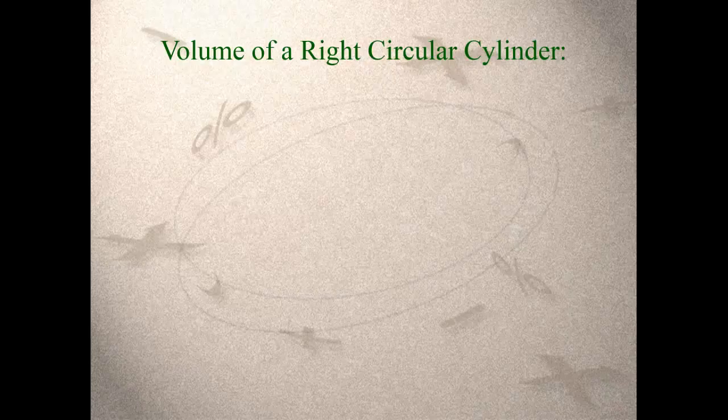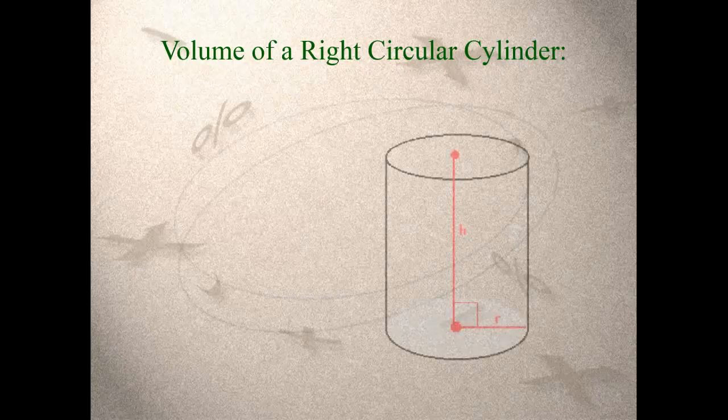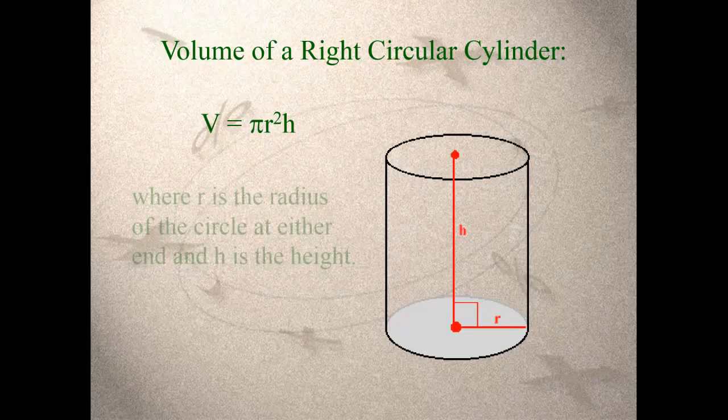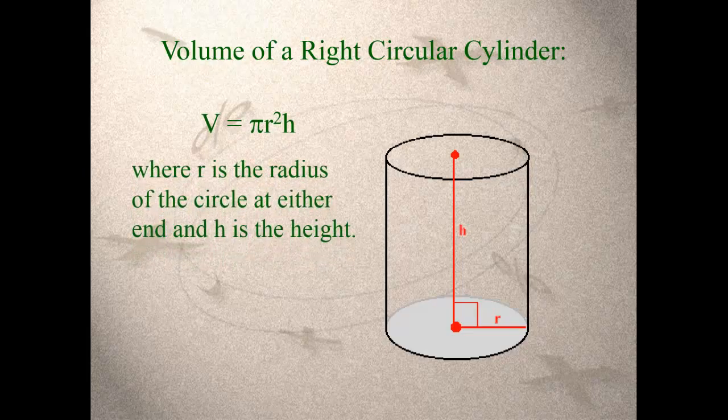Volume of a right cylinder, a volume of a right circular cylinder. Okay, we have a radius, we have a height, and its formula is V is equal to pi r squared h, where r is the radius of the circle at either end and h is the height.